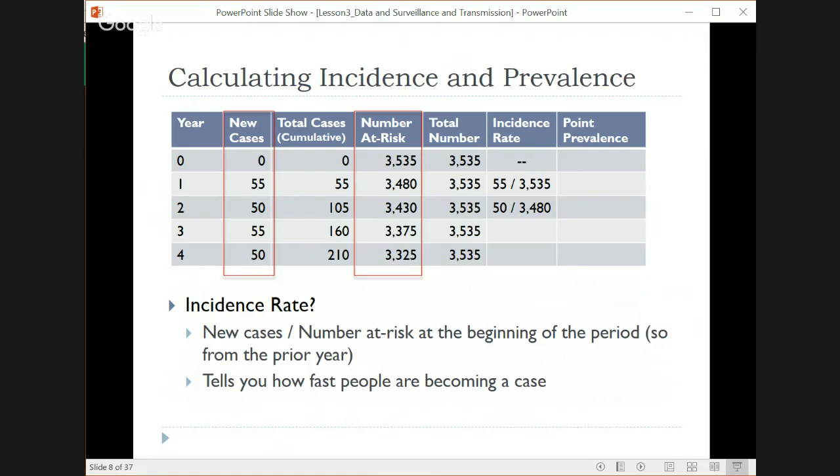minus 55 to get 3,480 who are at risk at the beginning of the first year. And why? Because in year 1, you have 55 people develop the disease. So new cases over number at risk. So this is from the prior year.